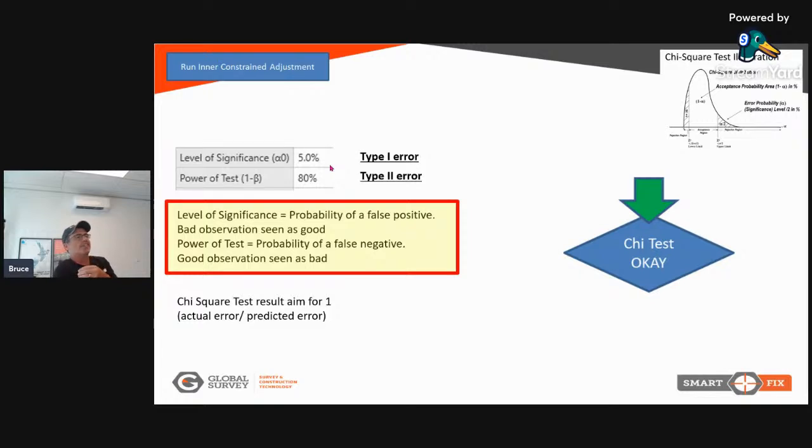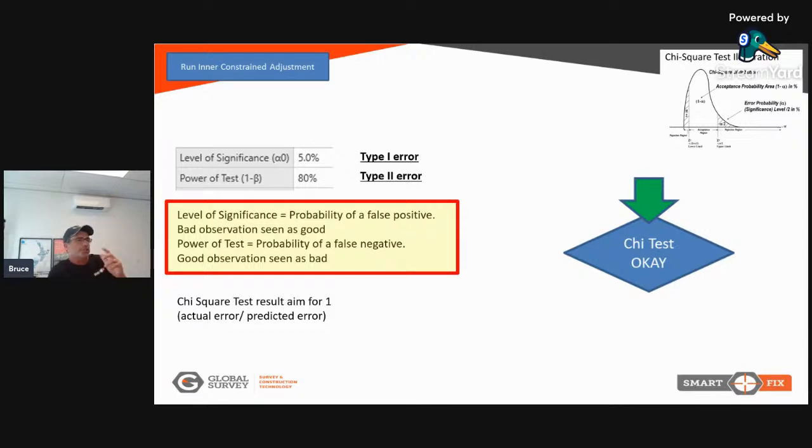So the level of significance is the probability of a false positive, in other words, a bad observation seen as good. Conversely, the power of test is a good observation seen as bad. You'll note these two don't add up to 100. They're not supposed to add up to 100. 80% and 5% are pretty standard numbers that you enter in.